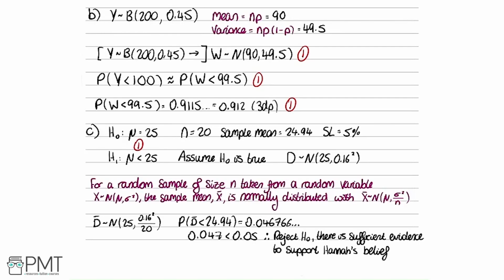So we get 1 mark here for our hypotheses. We get another mark here for defining the distribution of the sample mean. We get a mark here for working out this probability. We get a mark for this part here, so saying our probability that we just worked out is less than 0.05. And we get a final mark for a concluding statement wrapping it all together.